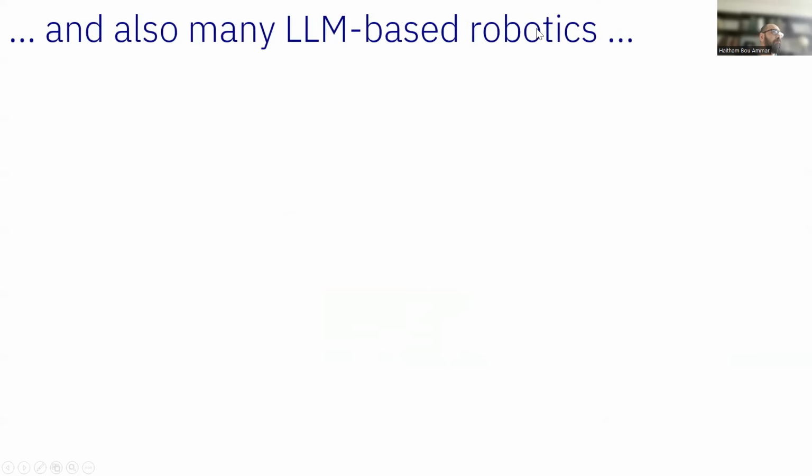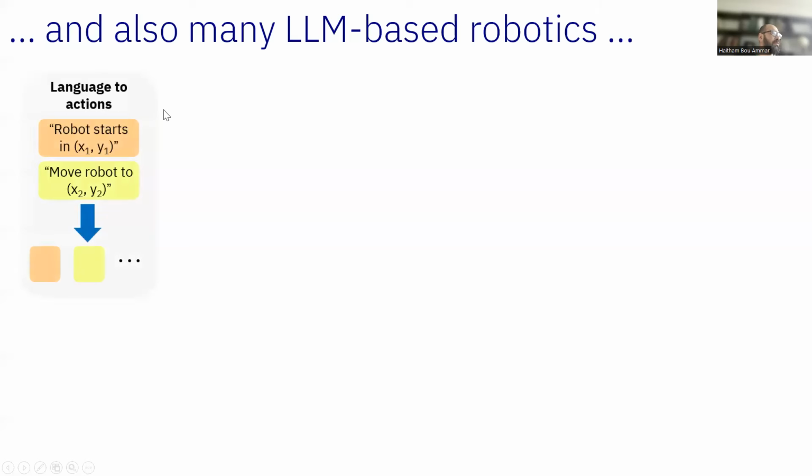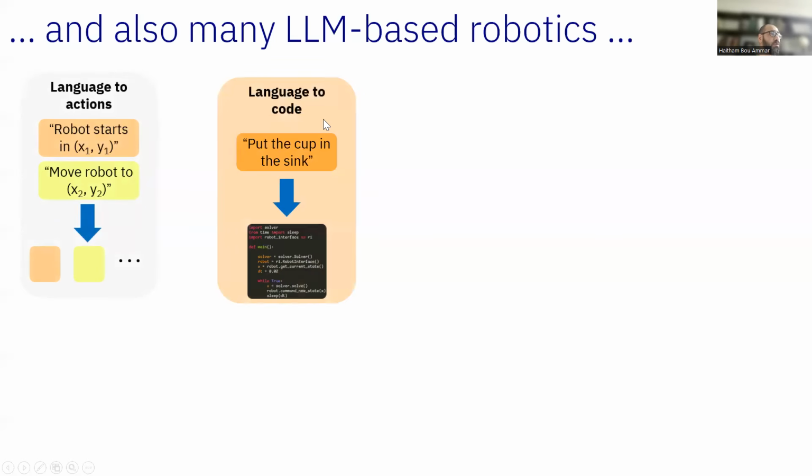Now, of course, there has been much LLM-based robotics. This is a very brief summary of them, really. And in the paper that will pop up, you will have much more detail about this. But maybe one direction was language to actions, right? So you could try to map, via an LLM, a language command, like you tell it move to, and it tries to map that to robot actions. There has been language to code, right? So put the cup in the sink, for example, then it'll create code that will make the robot put the cup in the sink.